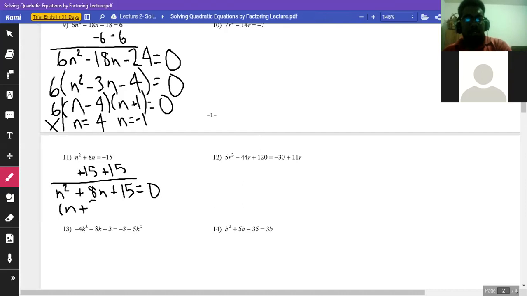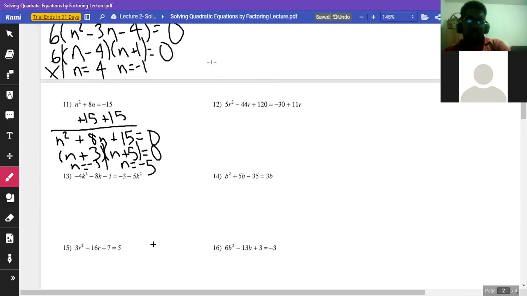If I factor this, I get n plus 3 times n plus 5 equals 0. So setting either of those equal to 0, I get that either n is equal to -3 or n is equal to -5. Notice that for each of these, I'm getting 2 answers, just like I said I would. All right.